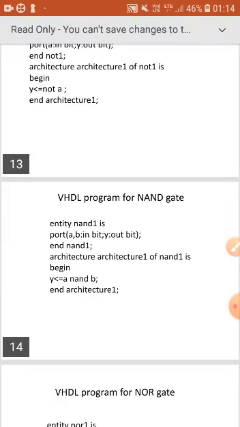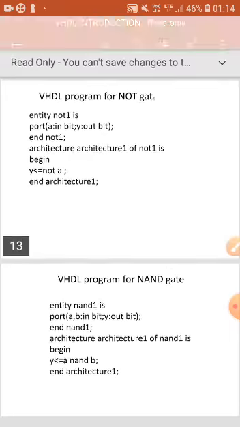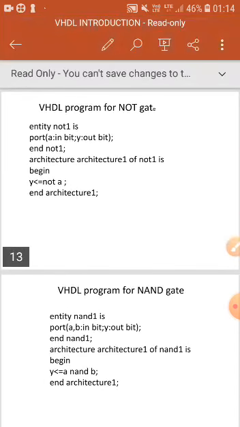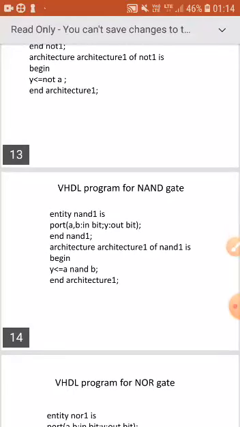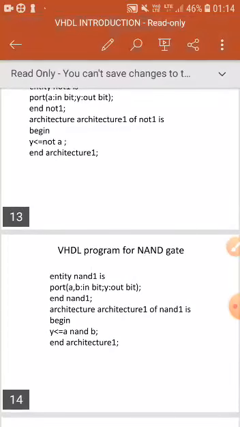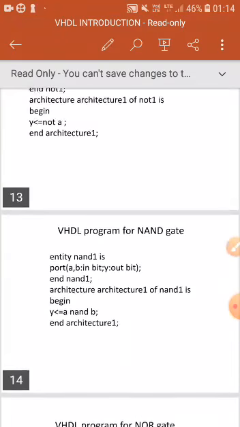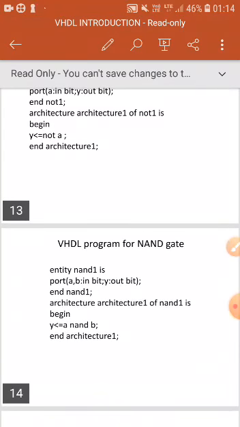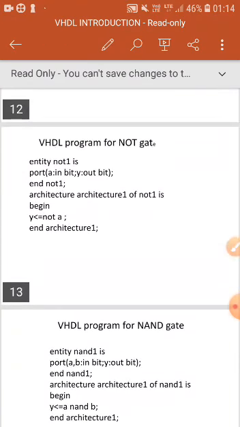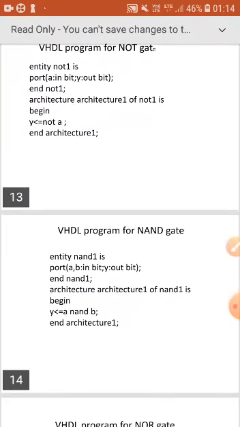Next, the architecture part: architecture name of entity name is. Here the architecture name is architecture 1 and not1 is the entity name. Next you have to write begin. In the last line, end architecture name, which is architecture 1. We are writing the program for the NOT gate: y is equal to A bar. In the VHDL program, y less than or equal to not A.